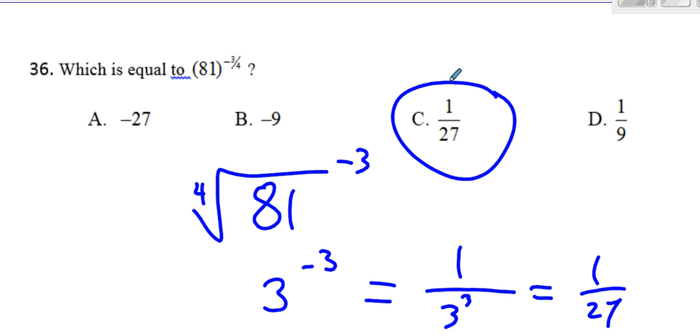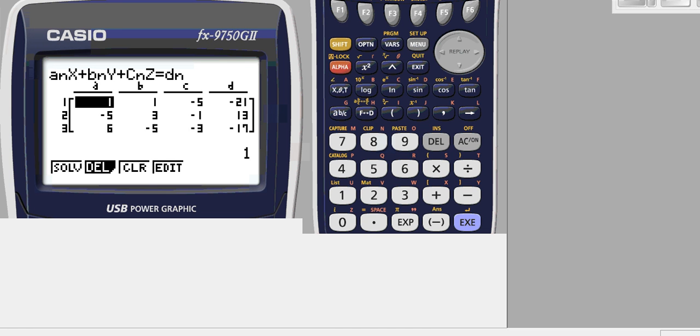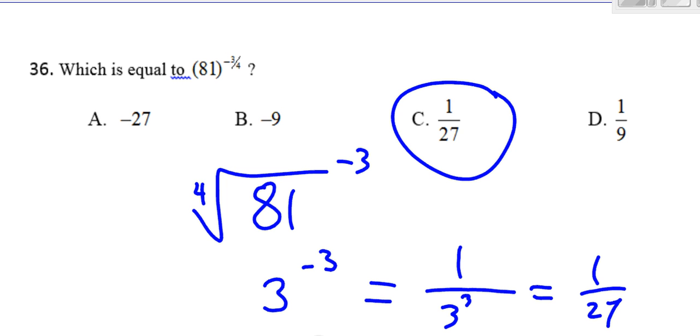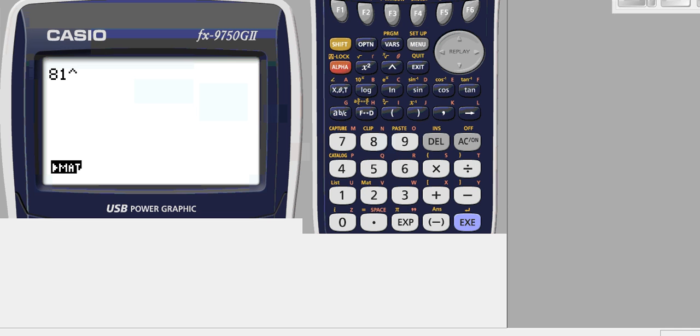Now, with the calculator, this is also really, really easy because your calculator has an exponent button. 81 to the exponent negative 3 over 4. Type your exponent in. Just make sure you put parentheses around it. It gives you the decimal, but if you have the fraction of decimal button right here, it'll change it, 1 over 27.